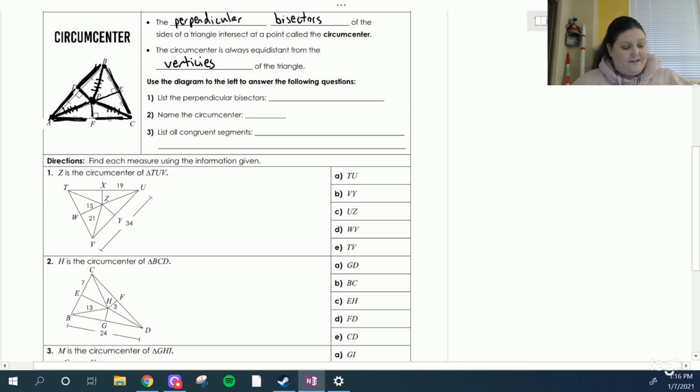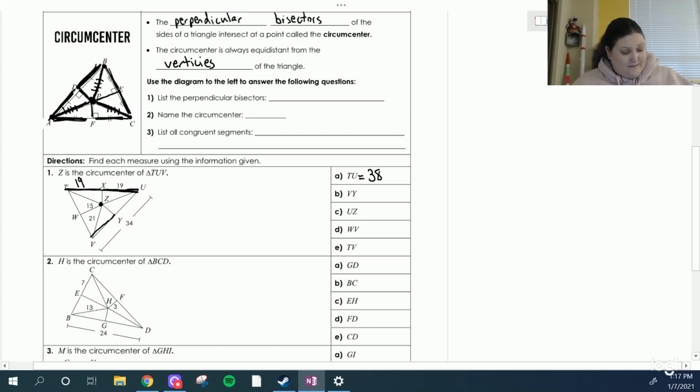It says Z is the circumcenter of triangle TUV. So Z is this point here, and it's the circumcenter of triangle TUV. So we are going to find the missing side lengths over here for this triangle. First thing I want is TU. TU is this entire length here. This piece right here is congruent to this piece. So if this is 19, this also has to be 19. And 19 plus 19 is 38. So that's TU.